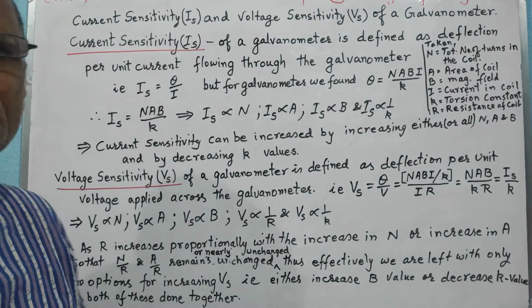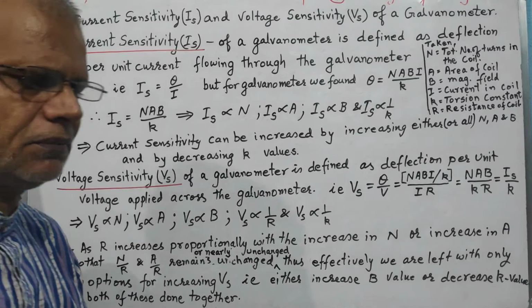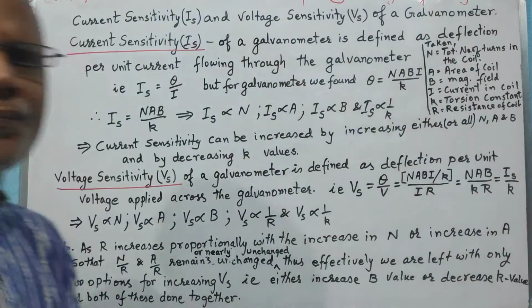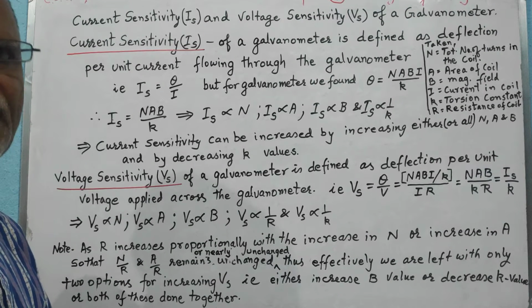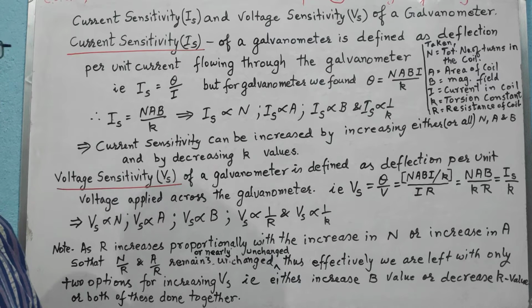Hello students, today we are going to talk about the sensitivity of a galvanometer. We have already discussed what a galvanometer is. It is a device which is very sensitive towards electric current and is able to detect very small current flowing through it, of the order of microampere.